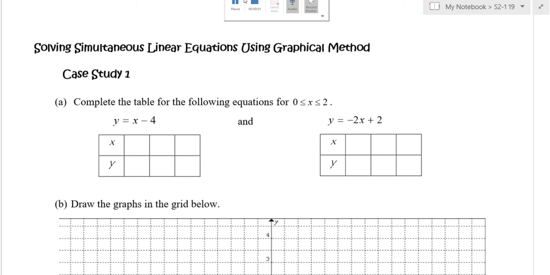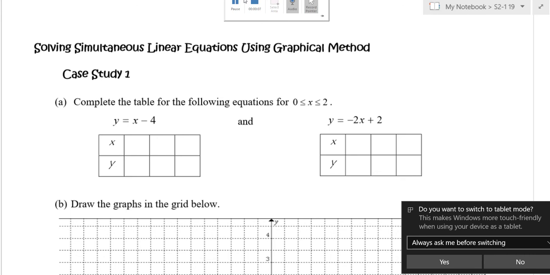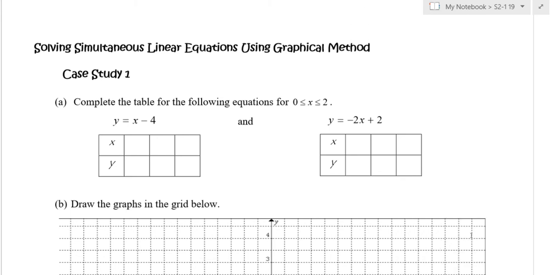Okay, Orlando says, what if the exam comes out with this question? The answer is very simple. Whatever they come out with, we will draw. So we will draw the two graphs on the graph paper.